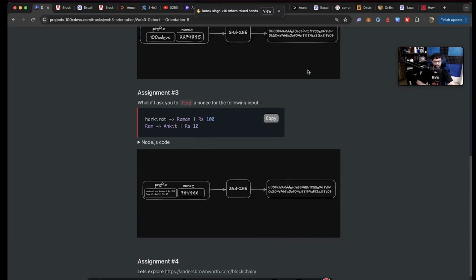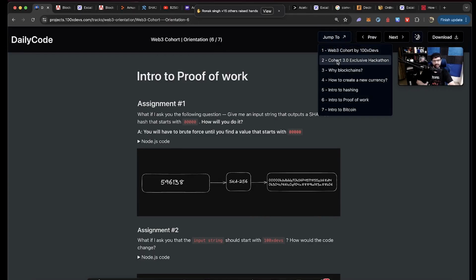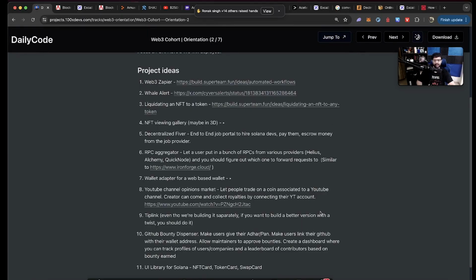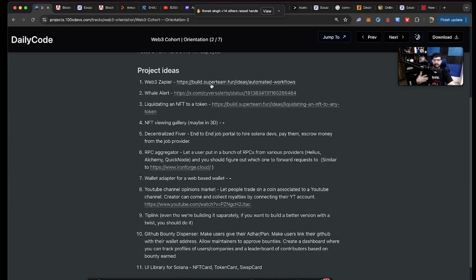All right. Let me take you through some projects and then I'll open for questions again. Let me take you through some of these ideas. In Zapier, someone asked, okay, please explain opinion market and wallet adapter, and also. So I'll start with Zapier extra triggers that you can build and outputs that you can build.